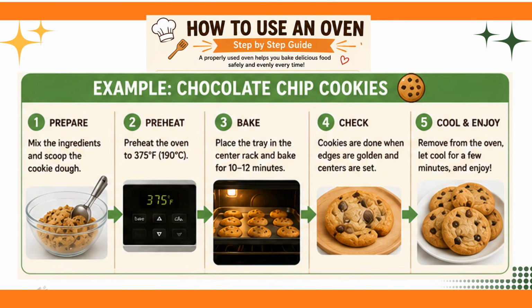Here is an example: how to bake chocolate chip cookies. 1. Prepare. Mix the ingredients and scoop the cookie dough. 2. Preheat the oven to 375 degrees Fahrenheit or 190 degrees Celsius. 3. Bake. Place the tray in the center rack and bake for 10 to 12 minutes. 4. Check. Cookies are done when edges are golden and centers are set. 5. Cool and enjoy. Remove from the oven, let it cool for a few minutes and enjoy.